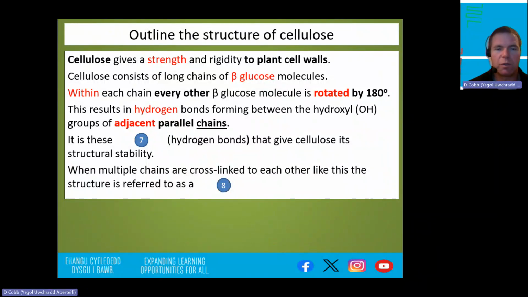But I picked out those as being the key words when you're trying to explain or describe the structure of cellulose. And it's these cross-links that give cellulose its structural stability. And then when multiple chains are cross-linked to each other like this, the structure is referred to as a microfibril. Okay.